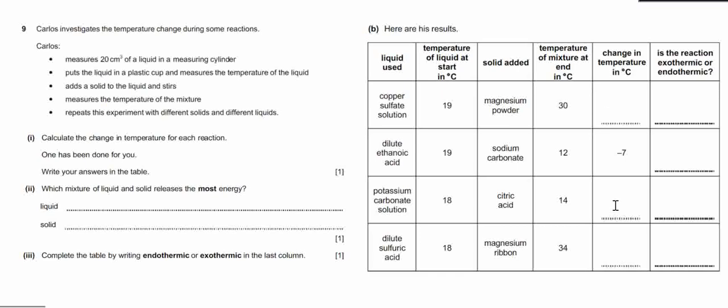10 seconds from now. Okay, let's check out the answer, guys. So we have to count. 30 minus 19 is 11. And 14 minus 8 is -4. 34 minus 18 is 16. 16 will be the answer for that one.